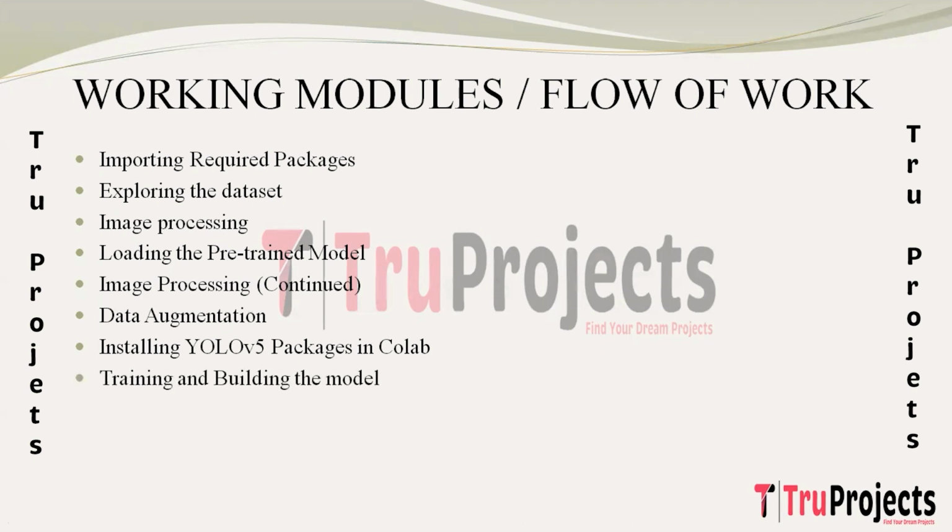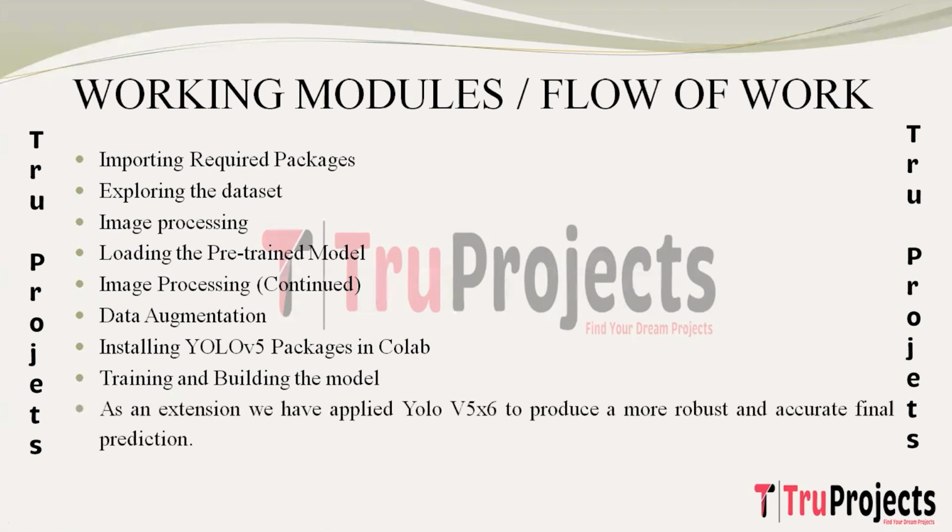The next step is training and building the model. In this step, various model architectures including Faster RCNN with ResNet FPN and ResNet FPN V2, RetinaNet with ResNet FPN and ResNet FPN V2, SSD, SSD Lite, YOLO V3 Tiny and YOLO V5S are trained and built. And in the next step, as an extension, YOLO V5S is extended to YOLO V5x6 for enhanced accuracy. The training phase ensures that the model learns to accurately detect and classify defects in PCBs.